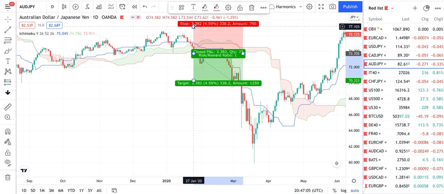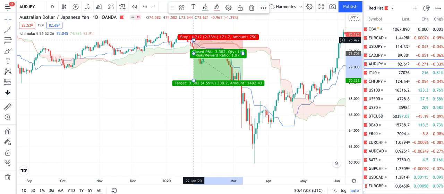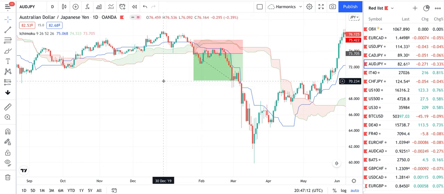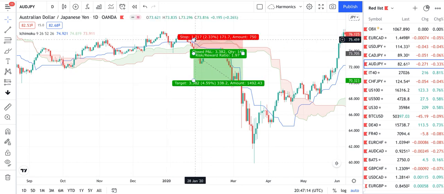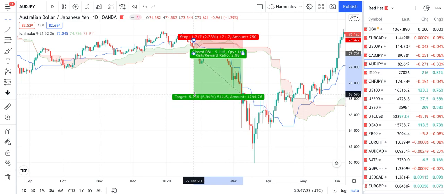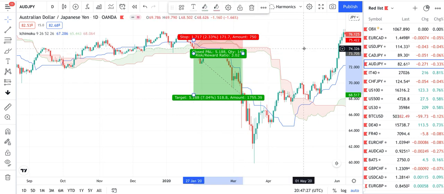Now my stop loss is going to go above the blue line. Once again, the red line and the blue line act as support and resistance levels, so I will put it above the resistance level. The good thing about Ichimoku is you can actually set the take profit, the profit to risk, very high.